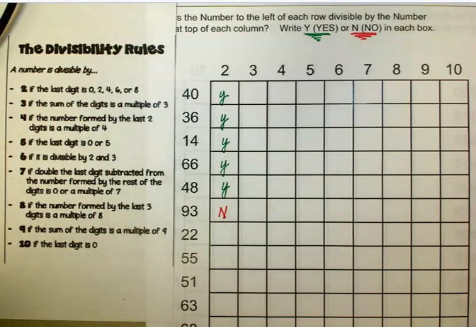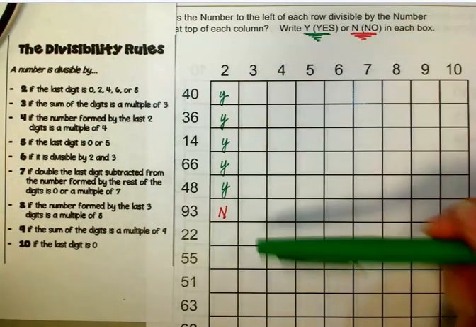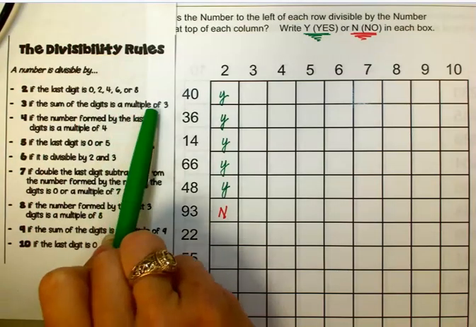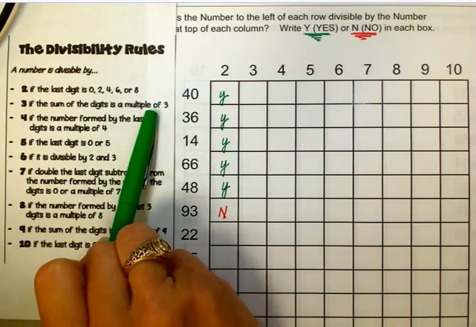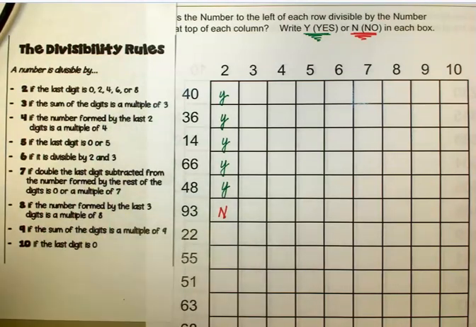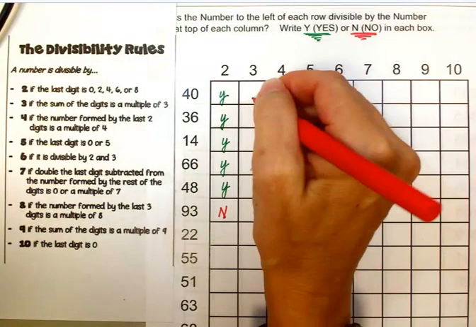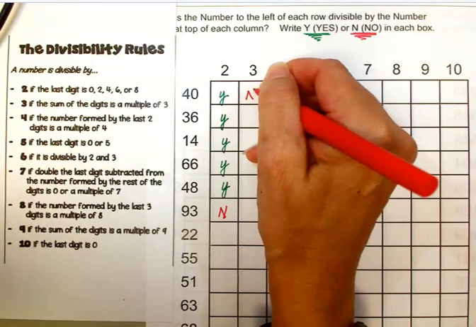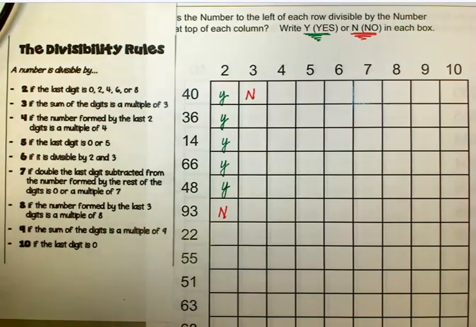All right, now we're going to look at 3. Is 40 divisible by 3? Well, I don't know. Is the sum of the digits a multiple of 3? Well, 4 plus 0 gives you a sum of 4, and 4 is not a multiple of 3. So when you take 40 and divide it by 3, you're not going to get a nice whole number. You're going to get some sort of decimal. So we say nope.